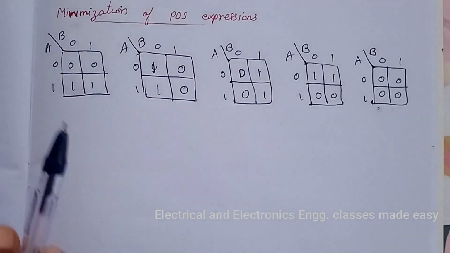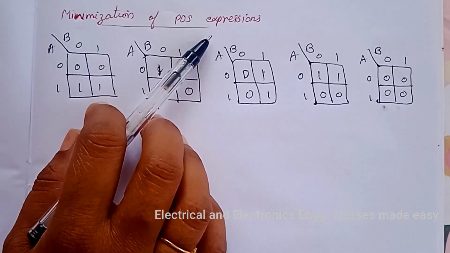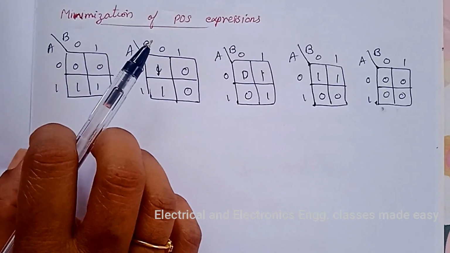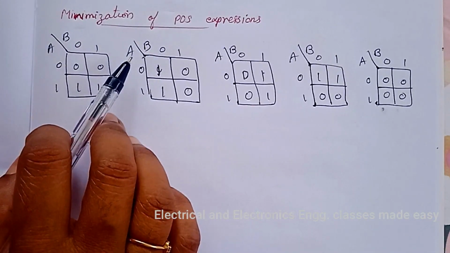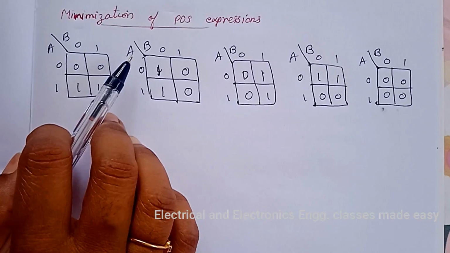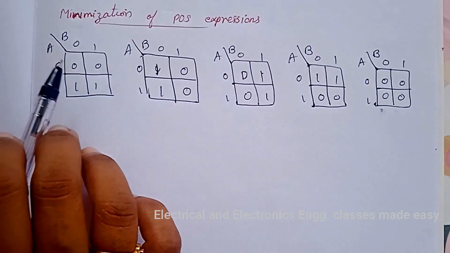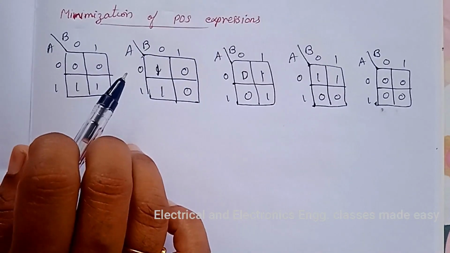Next is minimization of POS expressions. To obtain the minimal expression in the POS form, map the given POS expression onto the Kmap and combine the adjacent zeros into as large squares as possible.